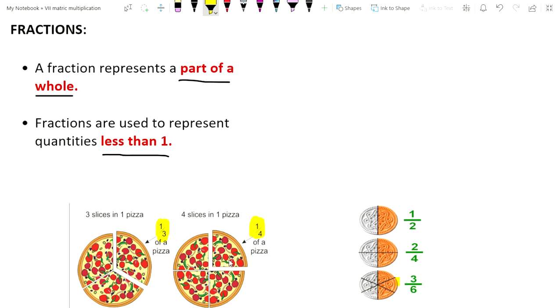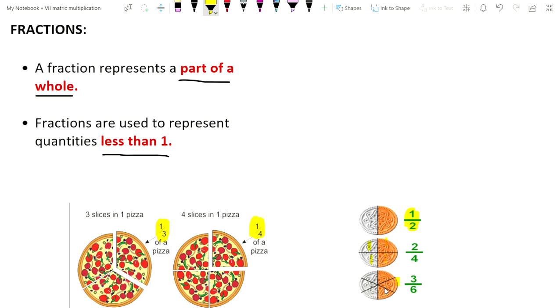Okay, children, see here. What is this? Biscuit. Now the biscuit is divided into how many parts? 2 parts. So the one part represents 1 by 2. See the next one. The biscuit is divided into 4 parts: 1, 2, 3, 4. In this I have taken 2 pieces. So 2 by 4.